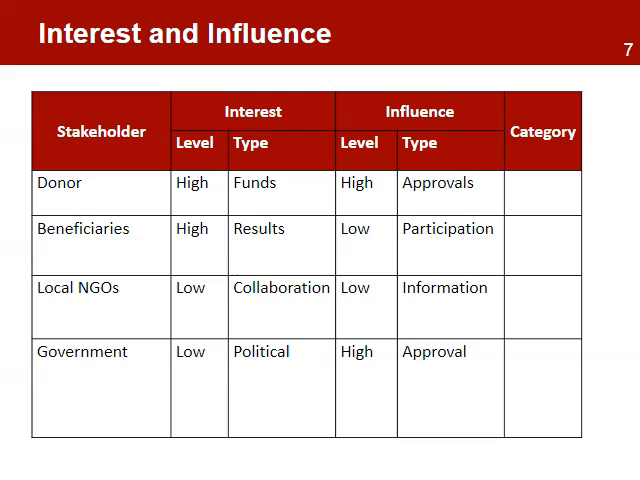A local government has power based on its political position and can authorize the work of the project. Interest is defined as the level of importance the project has on the stakeholder. For example, the project receives a high level of interest from beneficiaries and other groups from the results it will deliver. The last column is to help categorize each stakeholder based on their levels of influence and interest.